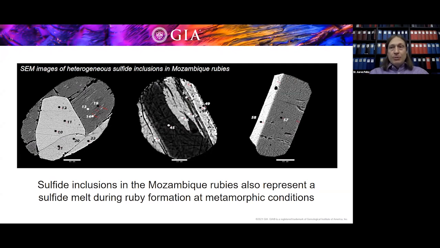And so again, just like with the Montana sapphires, when we saw these heterogeneous sulfide inclusions, this indicated that these were inclusions originally trapped as a melt, a homogeneous melt that then cooled down.